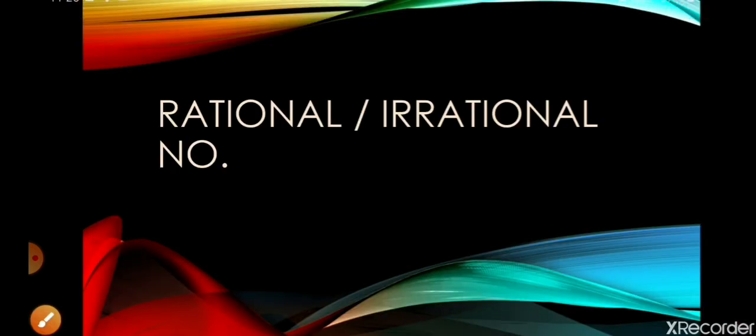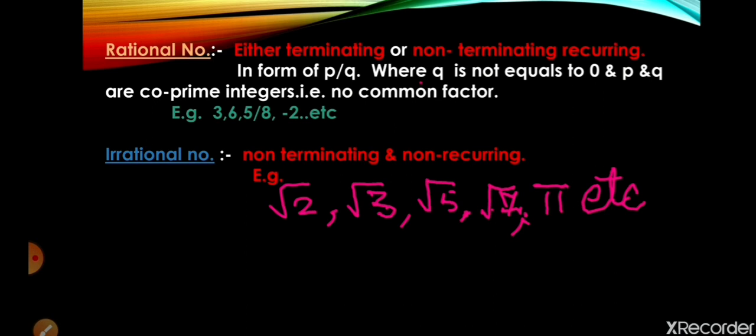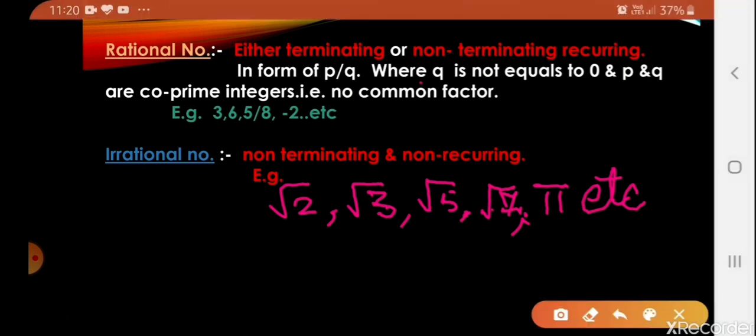So let's summarize what we have learned yet. As you can see, what we have learned in this lecture, the rational number is either terminating or non-terminating recurring numbers. We have seen the example. And if it is given in form of fraction, means in form of p by q, then q should not be equal to 0 and p and q should be co-prime integers.